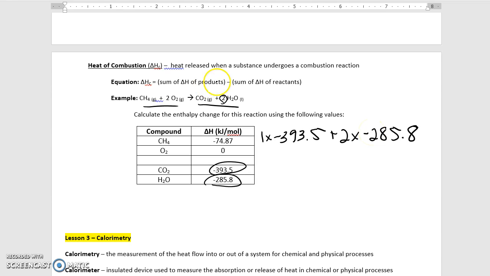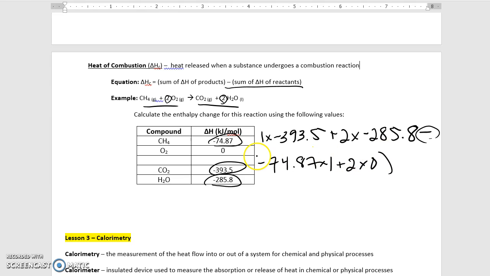Okay, and then you need to subtract, using this equation, the sum of the reactants. Now you need to watch your sign here because you do have a negative here. So subtract. We'll start with the reactants now. We've got 1 methane, so 1 times this number, negative 74.87 times 1, only one of them, plus we've got 2 oxygens. The number for oxygen is 0, so 2 times 0. I like to put these in parentheses when I put them in my calculator.